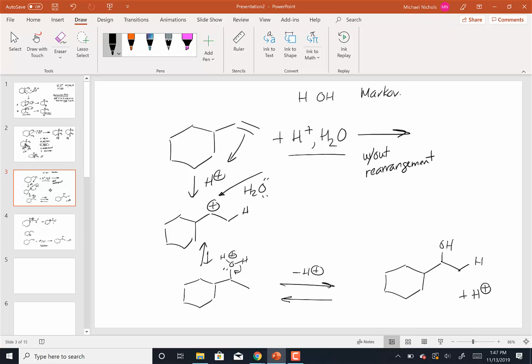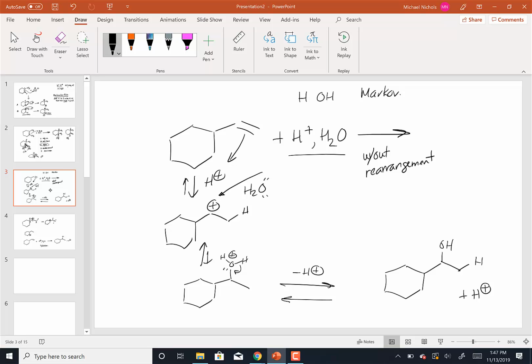And these are all equilibrium. This is all kind of an equilibrium reaction. So hydration, dehydration, same mechanism, just in reverse. All right. Everybody kind of with me?